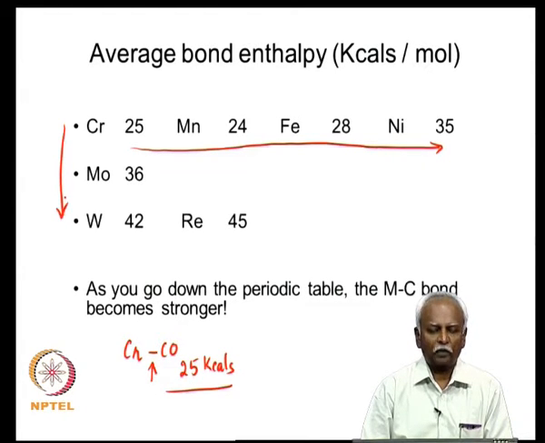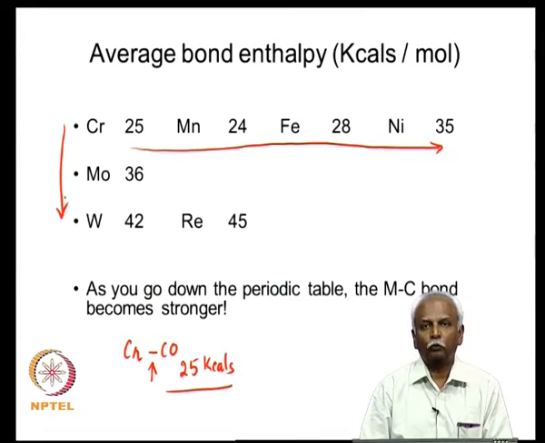So, it is possible to have very strong bonds in the case of 4d and 5d elements. This happens to be a general phenomenon in organometallic chemistry. The metal carbon bond strength that you observe in most cases increases as you go down the group. For the same group, if you have a bond strength of 100 kilocalories per mole, as you go down the group, you will increase it by 150 or to 200 as you go to the 5d series. So, the metal carbon bond becomes stronger as you go down the group.